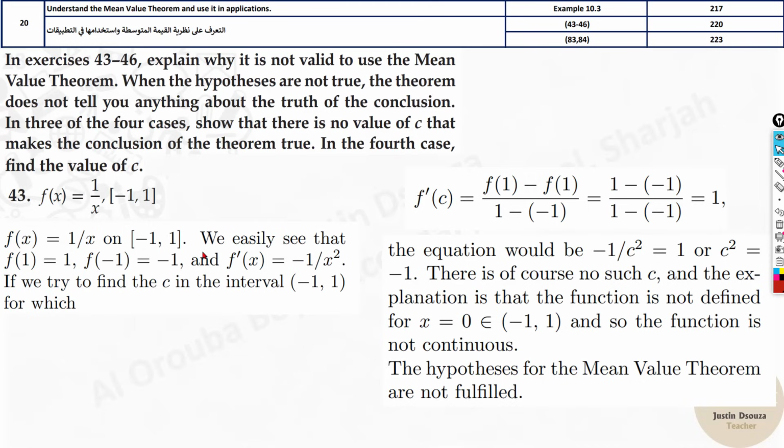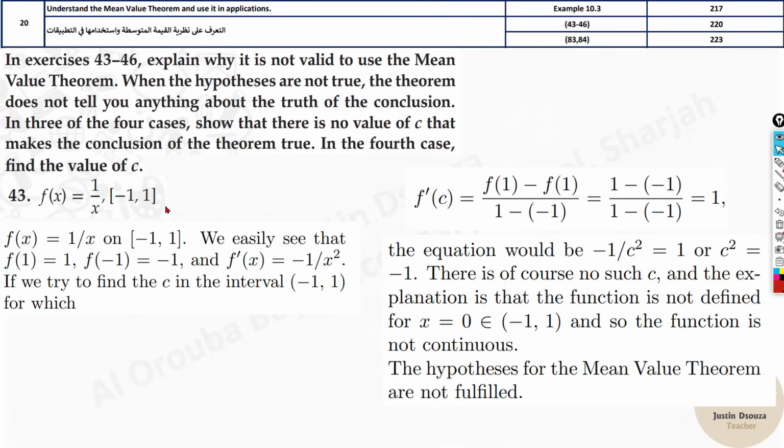You should just tell it is not continuous, it is not differentiable at x equals 0, which is within this limit. So the hypothesis of the mean value theorem is not fulfilled. So you don't even need to do these next steps. You don't need to find the derivative or anything. This is not required. I don't know why they did it.